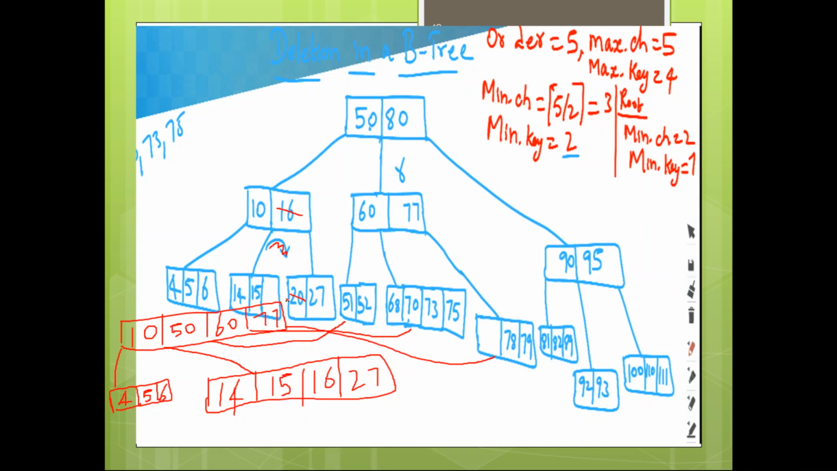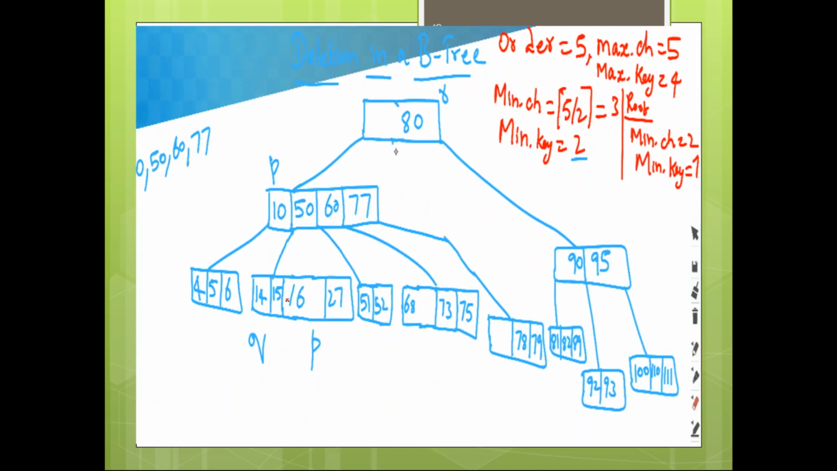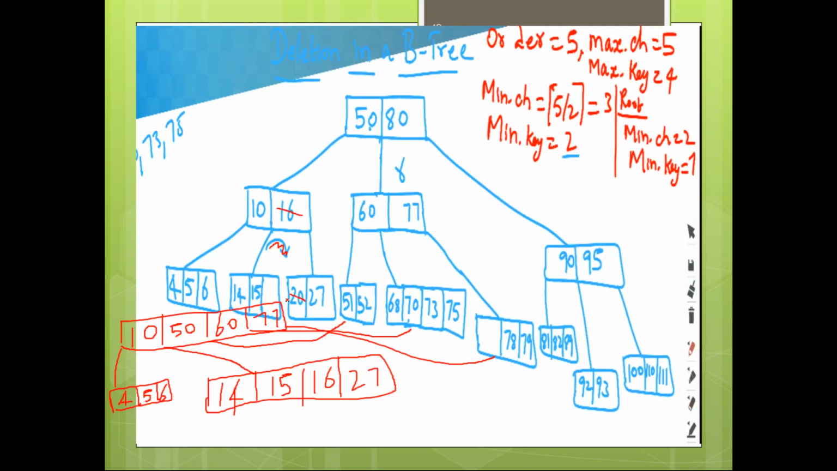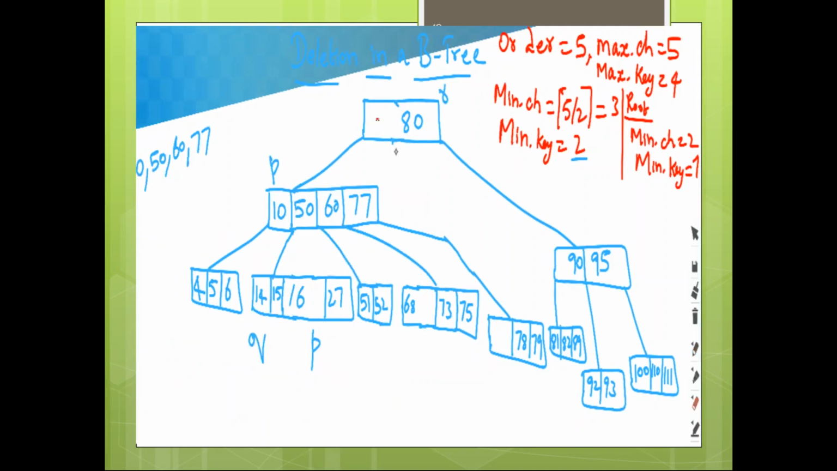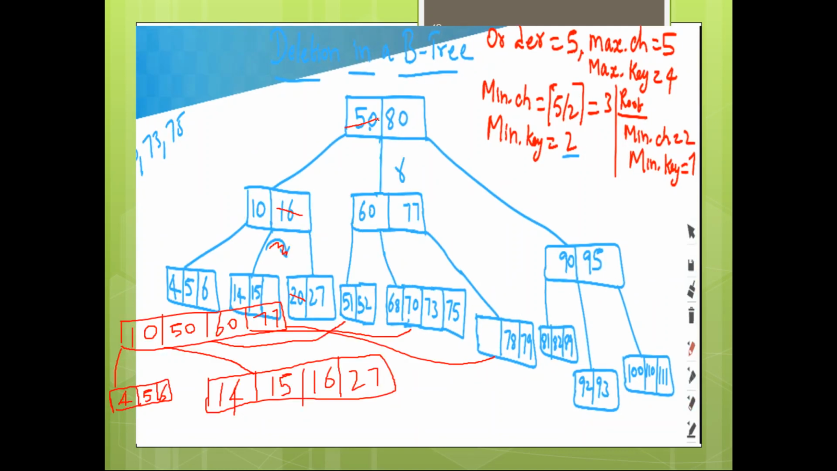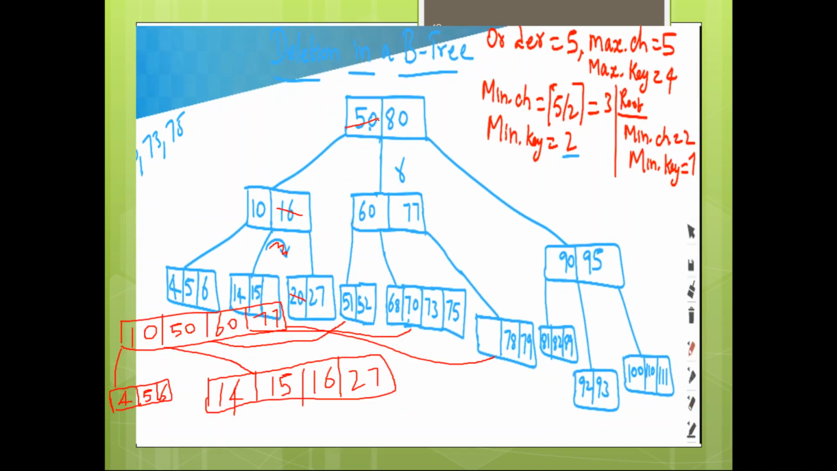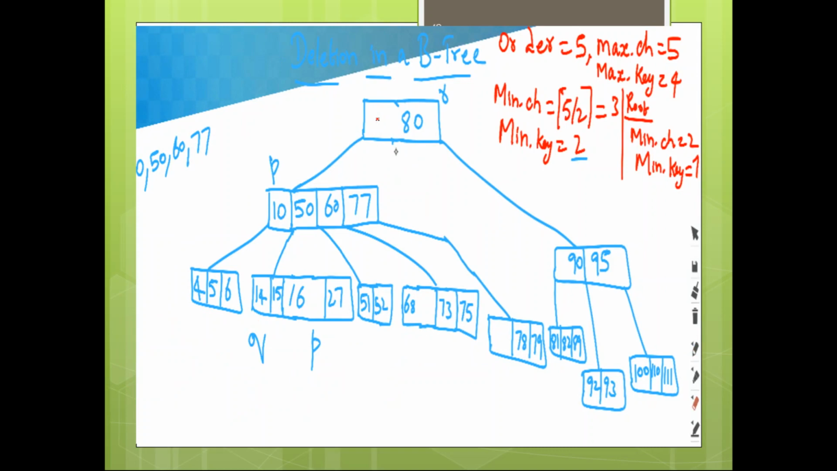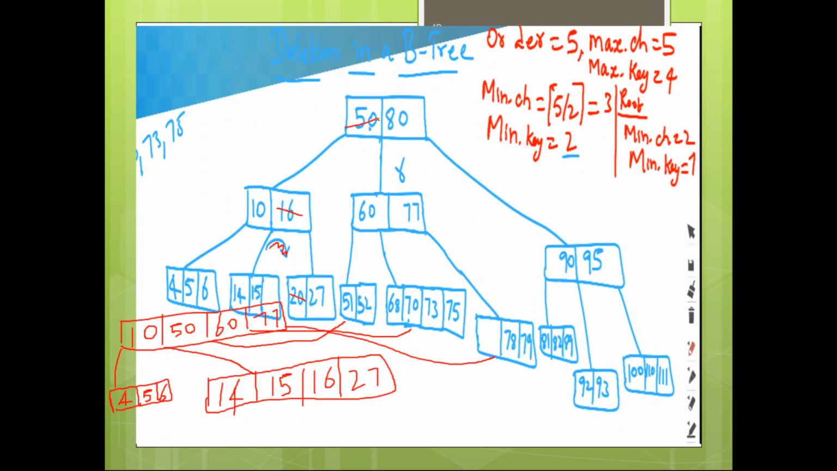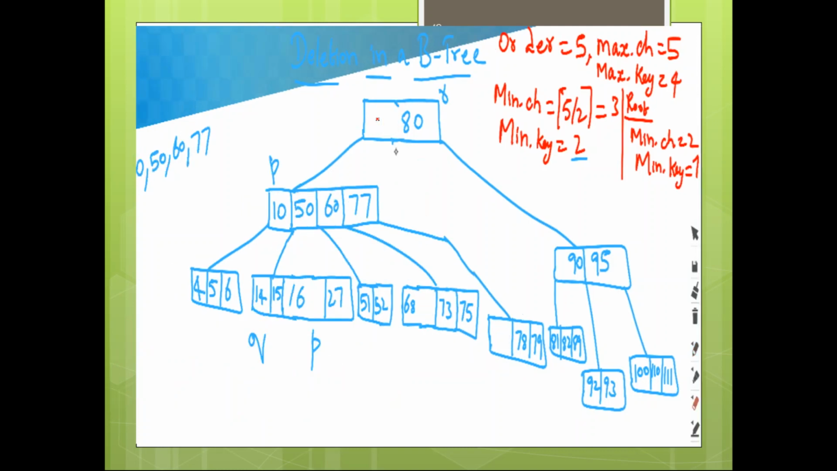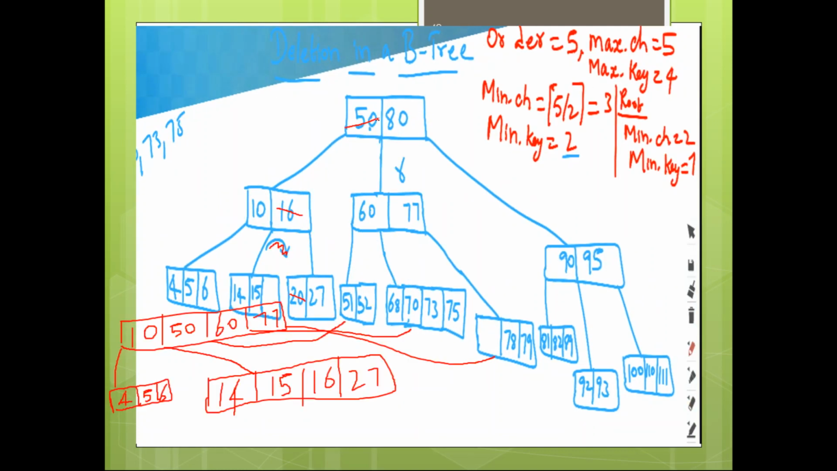Okay, so let us see, after deleting 20, what will happen? In the root we'll have only 80. To the left of 80, what we have is 10, 50, 60 and 77. To the left of 10, we have 4, 5, 6. To the right of 10, we have 14, 15, 16, 27. To the right of 50, we have 51 and 52.